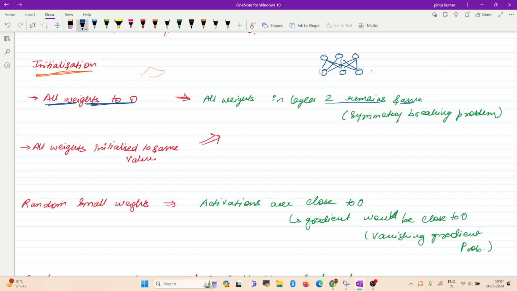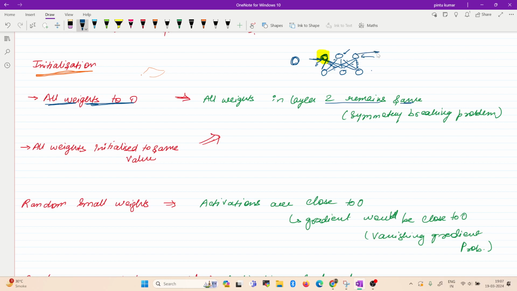Okay. And you have initialized all your weights to 0. So what is the value that would be the input to this particular neuron? I'll highlight it. It would be 0, right? Because all the weights are 0, so all the inputs are 0.